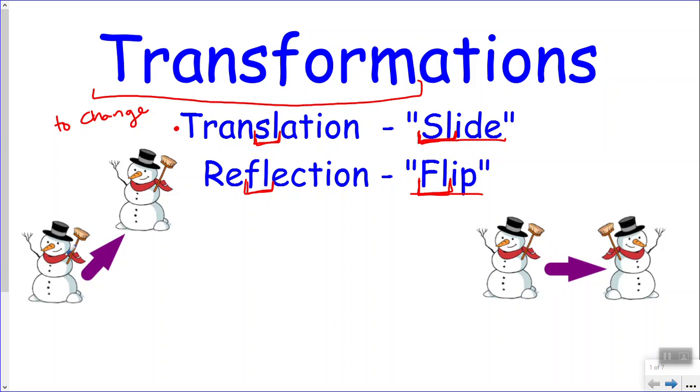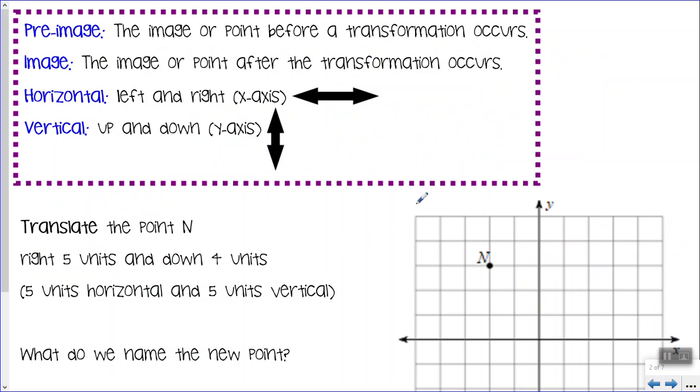If we look at the translation, we see that the snowman ends up exactly the same as what we started with, just in a different place. Whereas in the reflection, his arm here is on the left, now it's on the right. The broom is on the right, then it moves to the left. Everything switches places. But the shapes themselves are still the same, just with some minor changes.